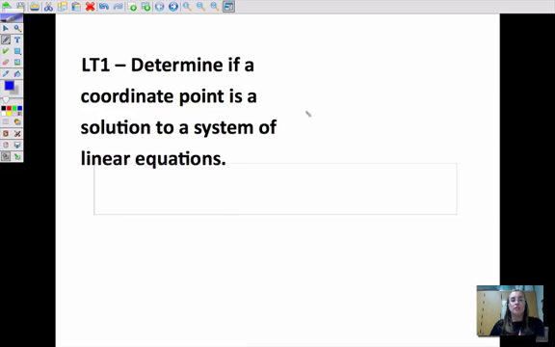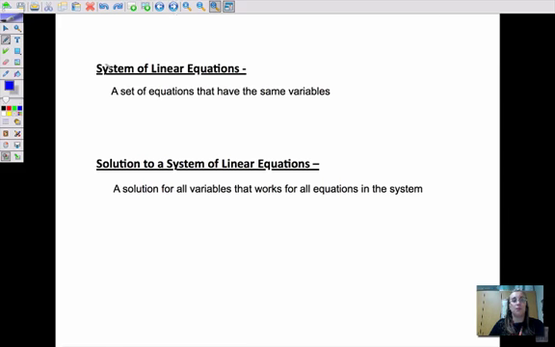So to introduce this unit, we're going to start with Learning Target 1. We're just going to talk about what it means to be a system of equations and how a coordinate point might become a solution. Okay, so we're going to talk about defining what this unit is about and defining what a solution to a system of equations looks like. Okay, so we're going to define those two things.